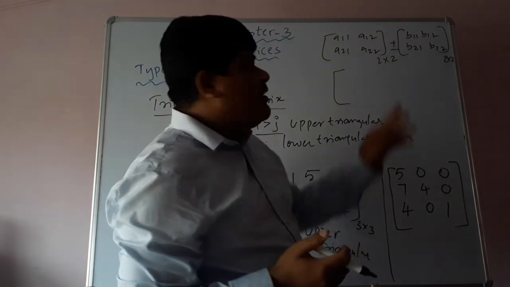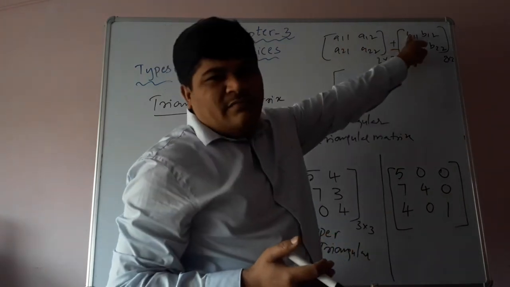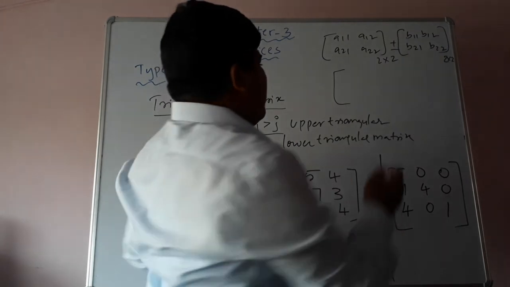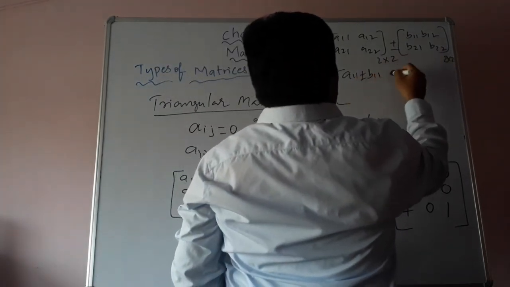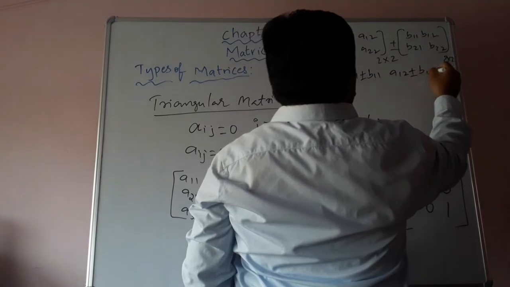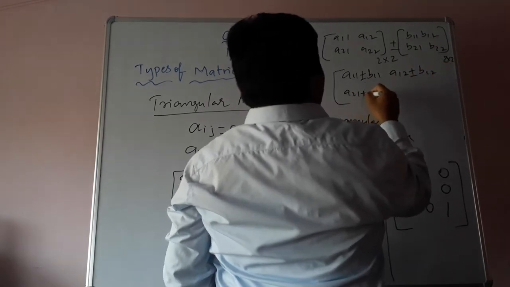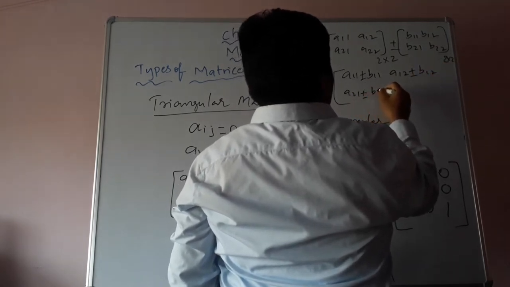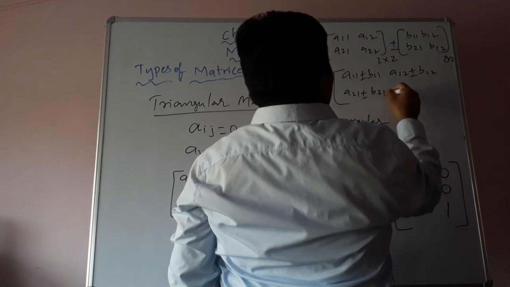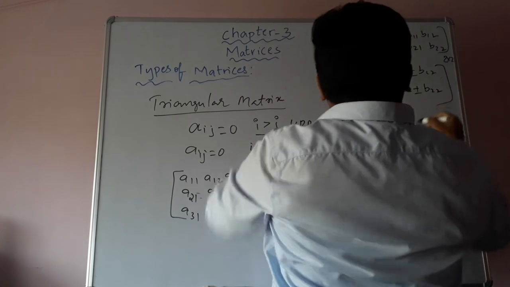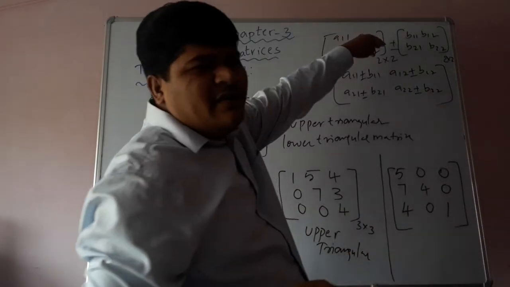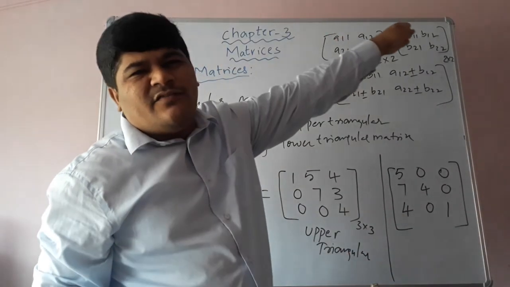So corresponding is A11 plus B11 or A11 minus B11. A11 plus or minus B11, A12 plus or minus B12, A21 plus or minus B21, A22 plus or minus B22. So this is the way to do addition or subtraction of matrices, the sum or difference of matrices.